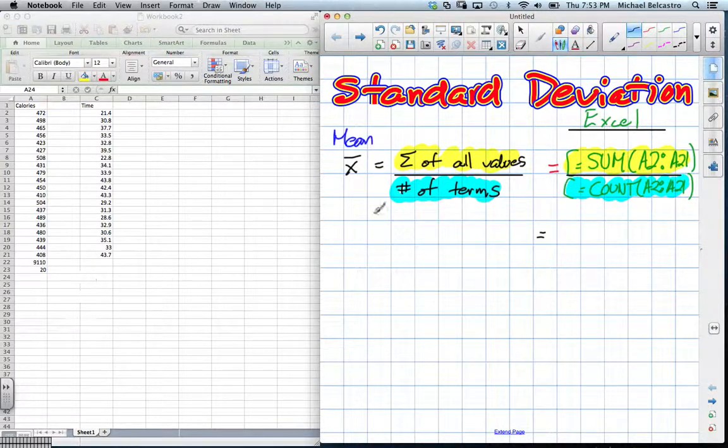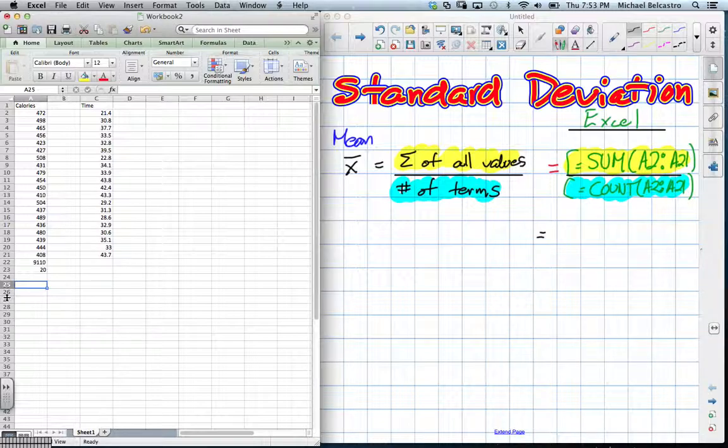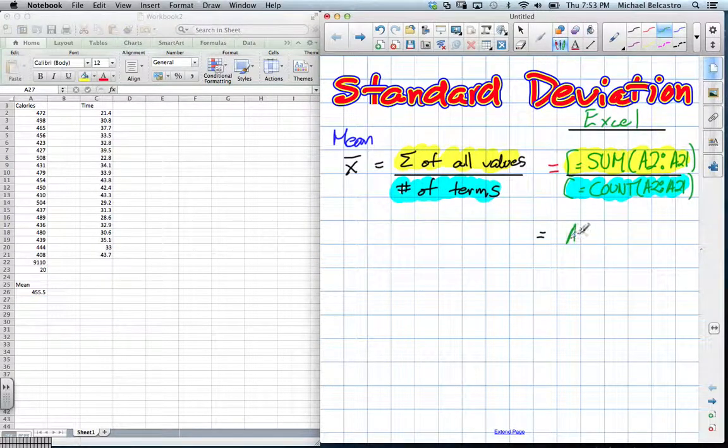So we're going to take those two values. And if you notice in this case, I'm going to write mean above it just so we know, okay? The mean below. So mean is equal to the value in cell A22 divided by cell A23, the one below it, equals, and there's our mean. So A22 divided by A23 gave us our mean, which was 455.5. That's what you found when you did it?